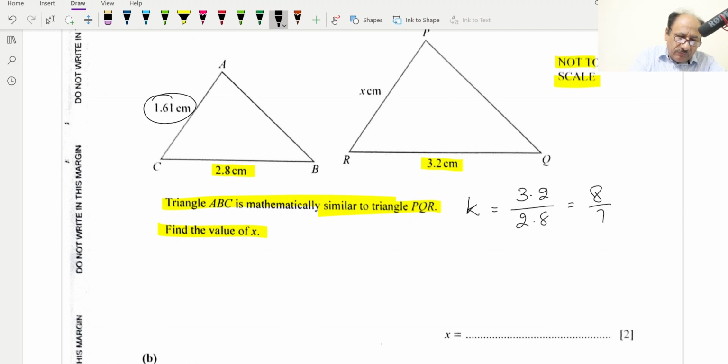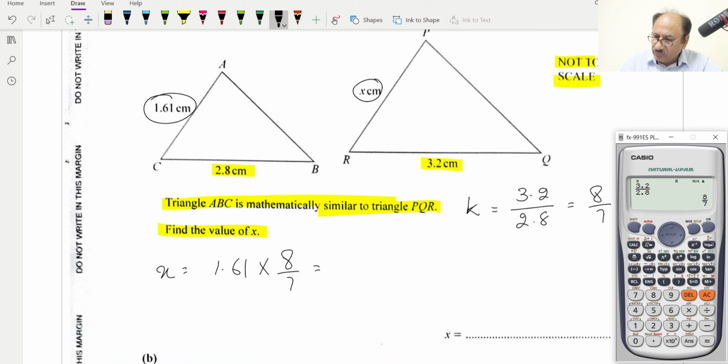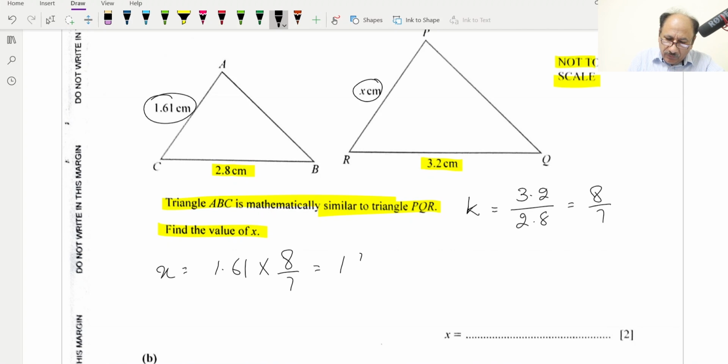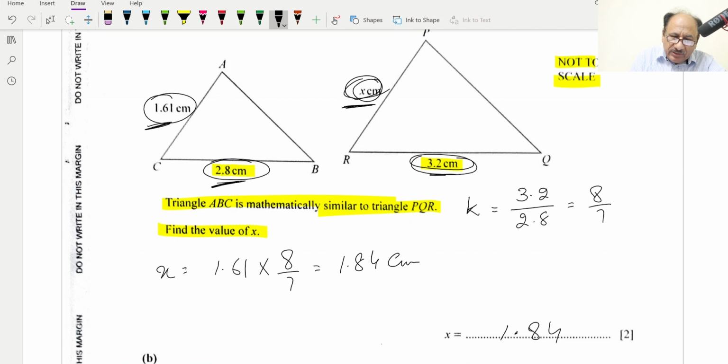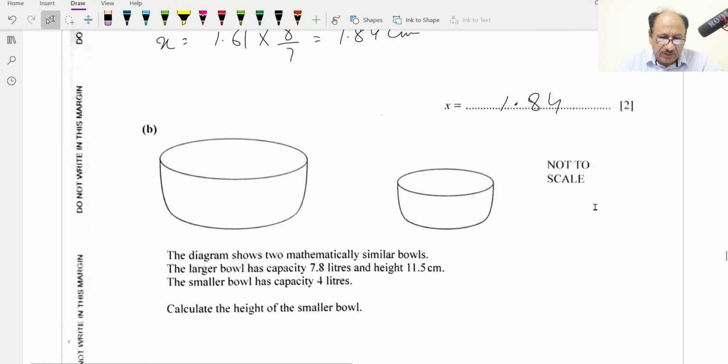And now we want to convert this side to x. So x will be equal to 1.61 multiplied by 8 by 7, and we will get the information. So x is equal to 1.84 centimeters. Logically also you will have to check: this side is smaller than this, right? So x should be bigger. Like this side is smaller than this side, so 1.61 should be smaller than x, and you can see our answer is bigger than this 1.61, so we are logically correct.